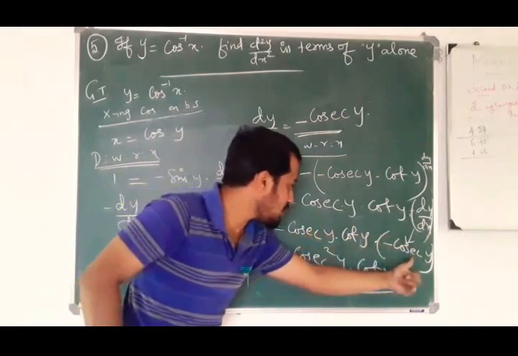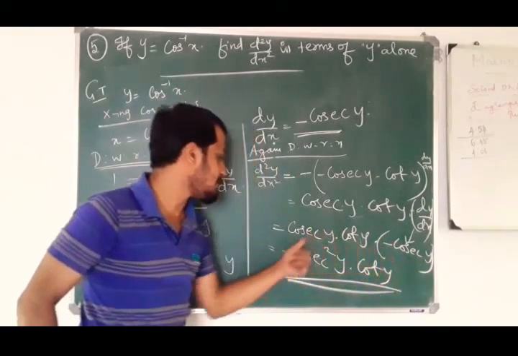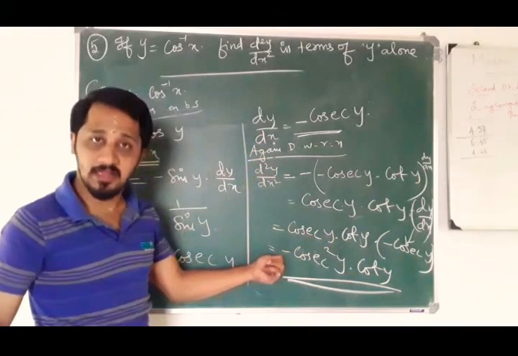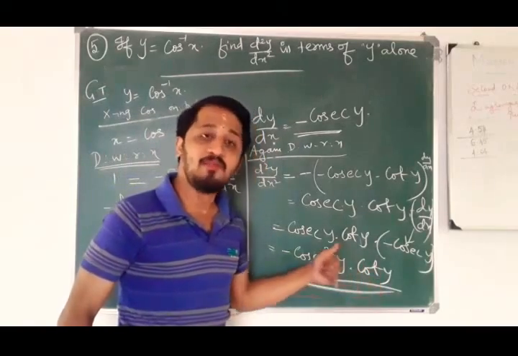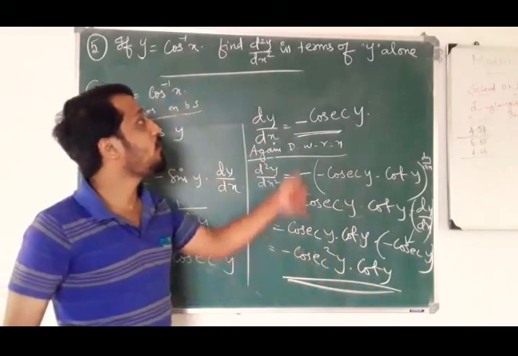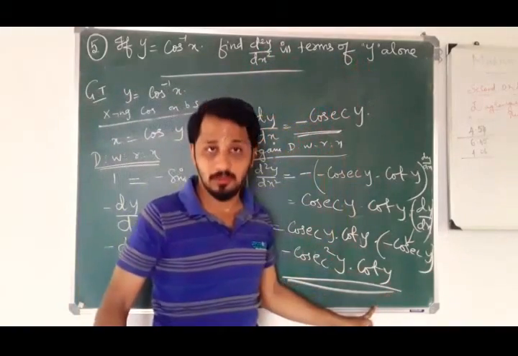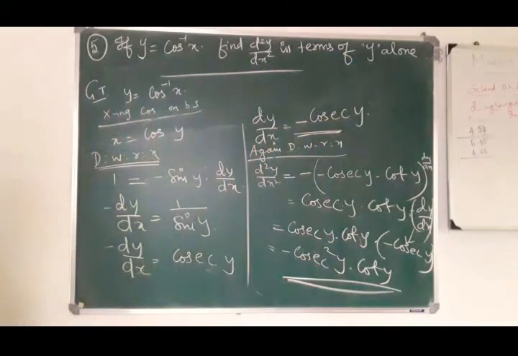So cosec into cosec is cosec square y into cot y, with minus. So d square y by dx square is nothing but minus cosec square y into cot y, which is the required term of the function, d square y by dx square of y alone. Is it clear? Go through this. New type of problem, very important.